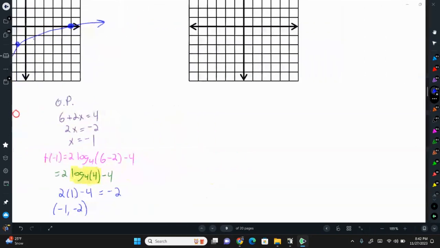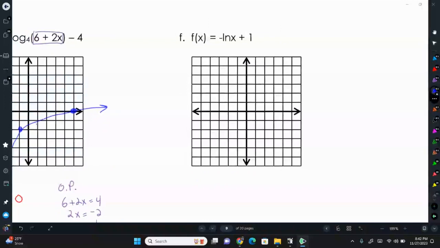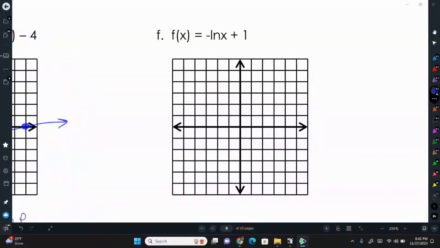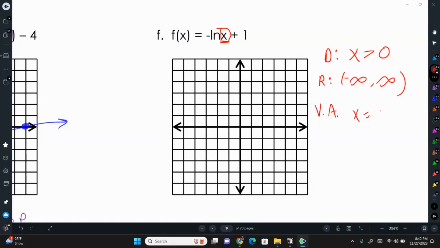All right, our last one here. We have -ln of x plus 1. Now there is no inside number here, so our domain is easy, just x is greater than 0, because all we have on the inside is x. That plus 1 is on the outside. Our range is -infinity comma infinity. Then our vertical asymptote is x equals 0.